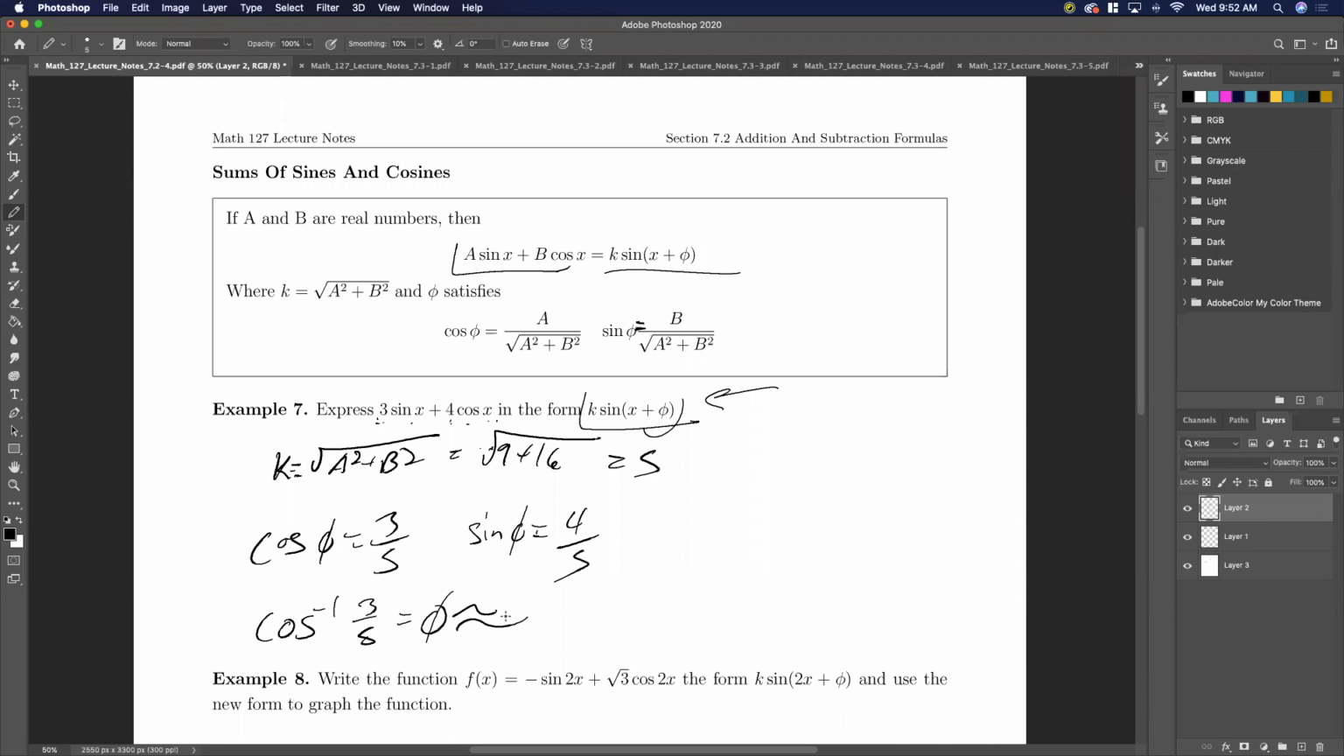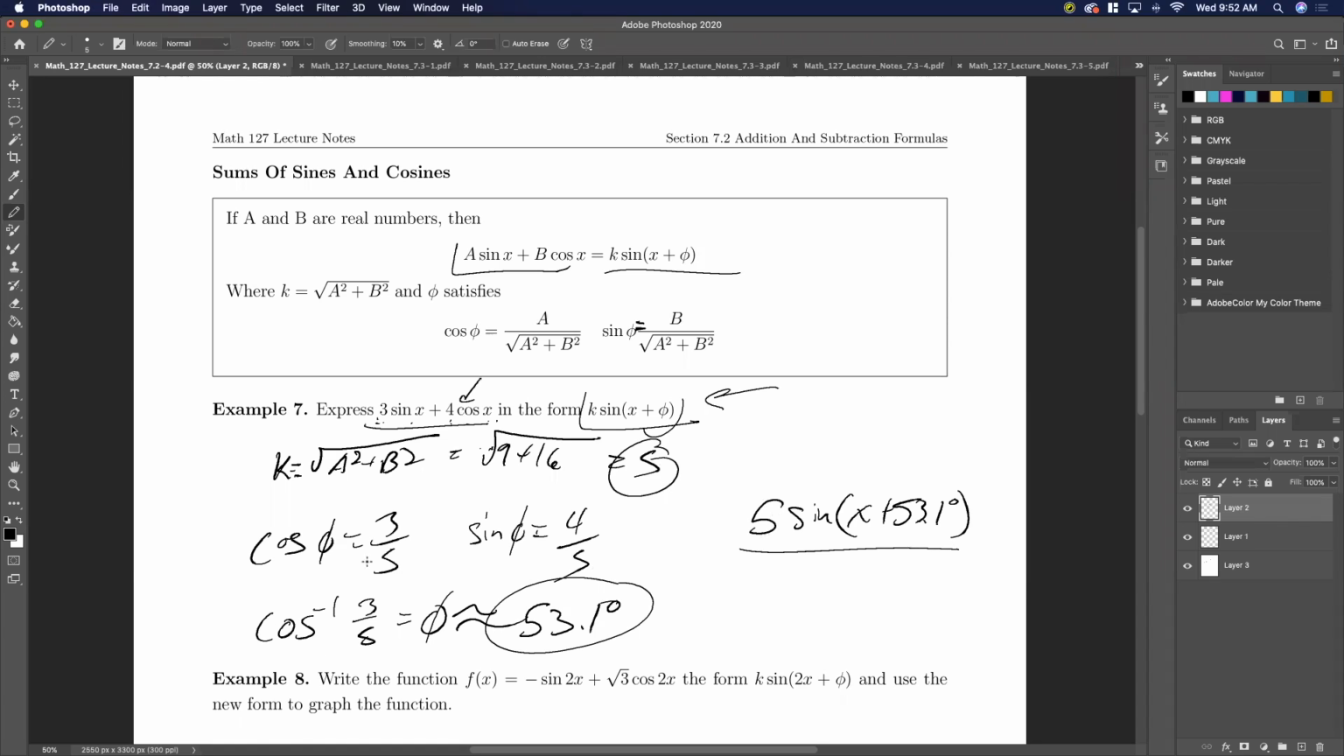Crunch that through a calculator. We're going to get it to roughly equal 53.1 degrees. And so if we write this all out, now we have our two parts. We have our k, we have our phi. And so we just write the answer here: 5 sine of x plus 53.1 degrees. And this is much easier to understand what's going on.